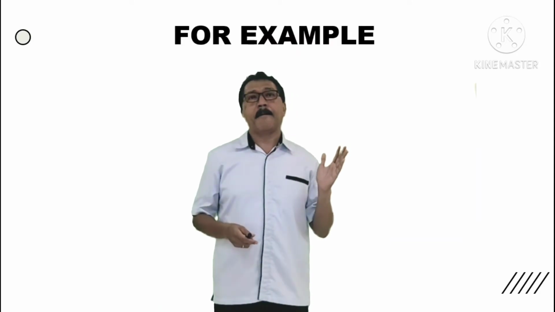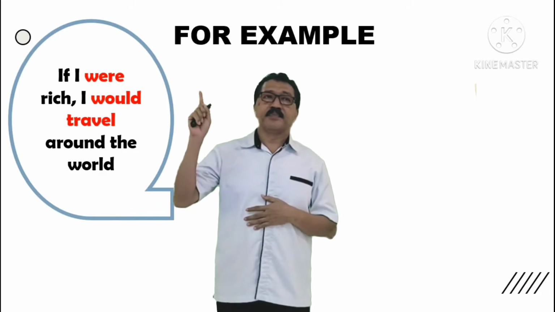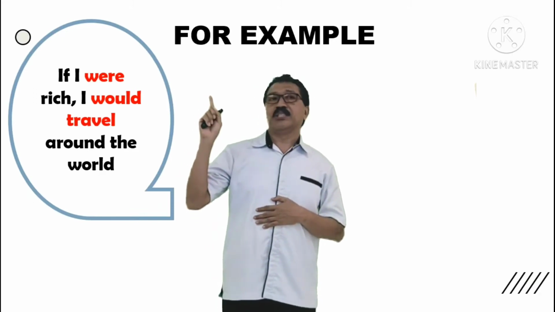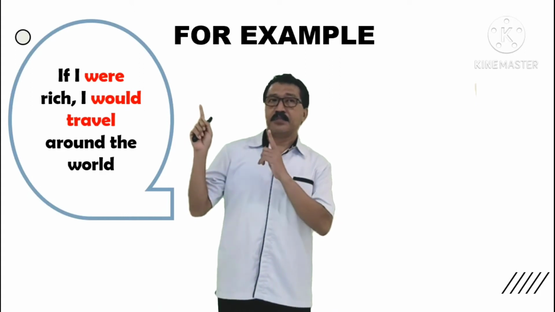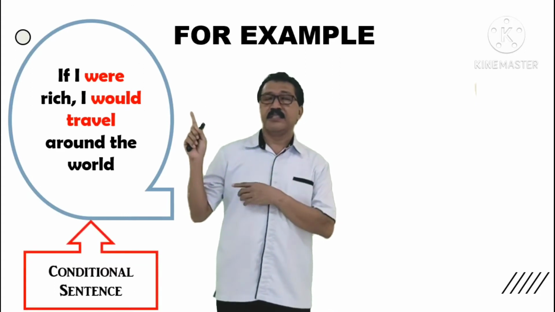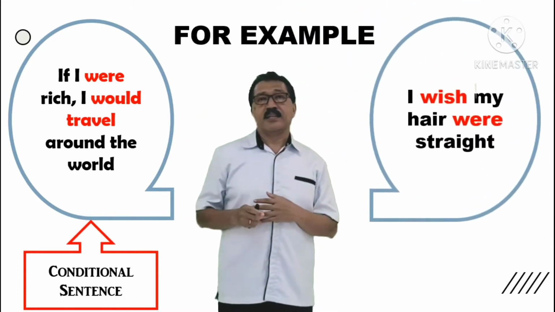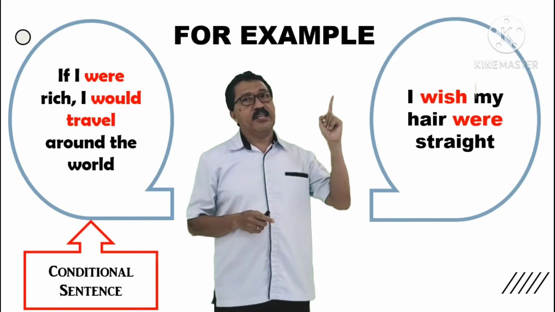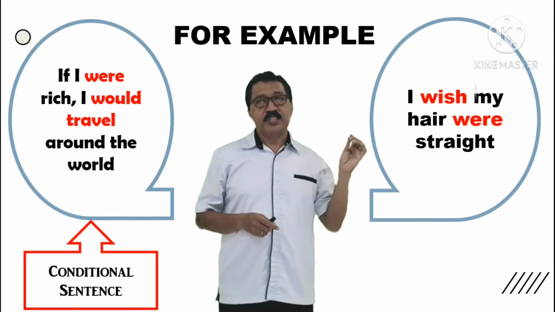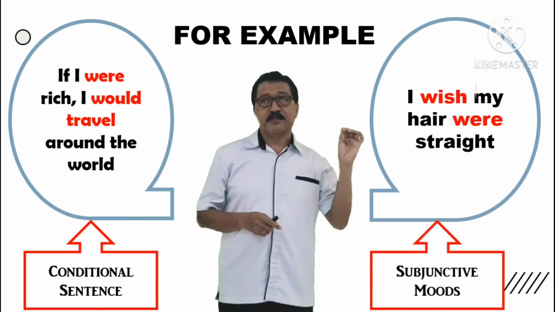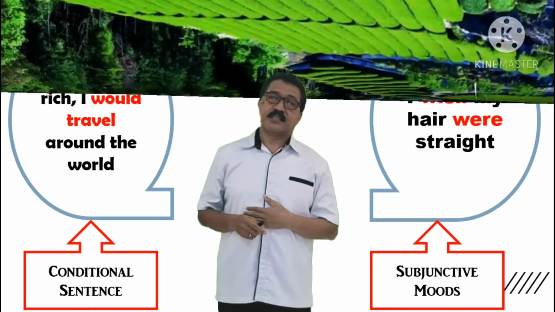For example, if I were rich, I would travel around the world. Look at the words were and would travel. This is where we talk about conditional sentence. And I wish my hair were straight. Wish and were. Look at the wish and were. And this is a kind of subjunctive mode.